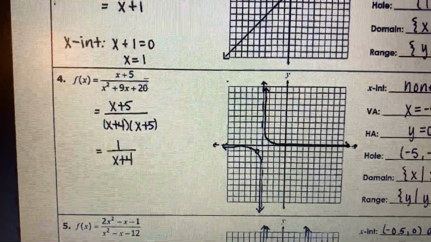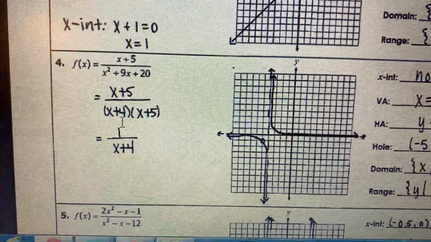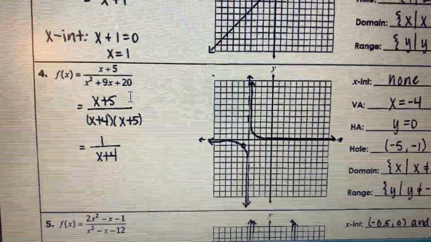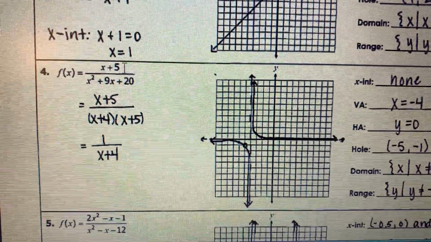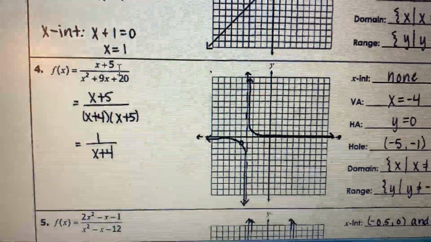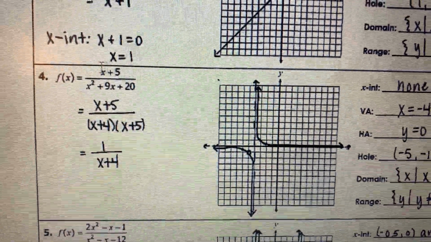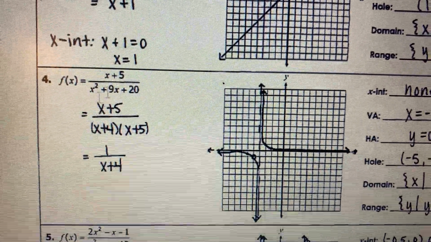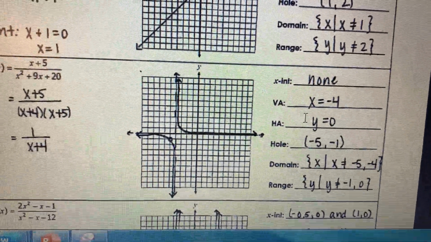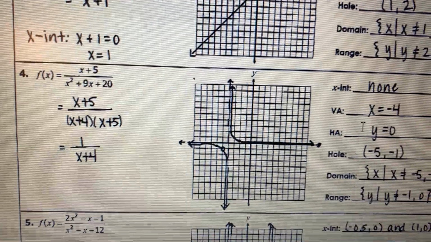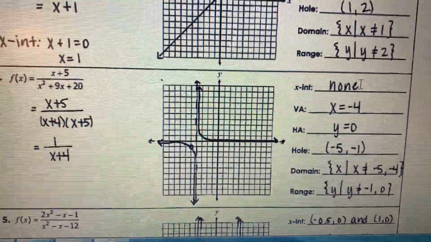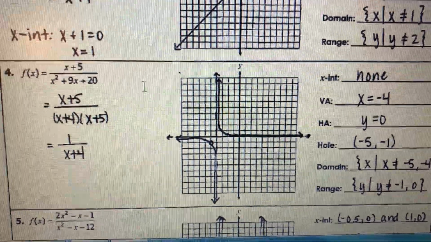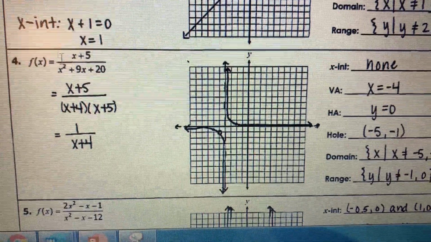So to simplify, we could factor the bottom. It factors into x plus 4 times x plus 5. Step 2, find the x-intercept. The x-intercept is when we set the numerator equal to 0. Numerator is x plus 5. So when x equals negative 5, the top will equal 0 and y will equal 0. Okay, actually, there is no x-intercept because x can't equal negative 5.